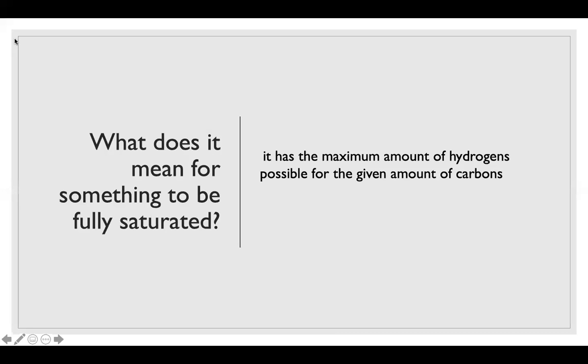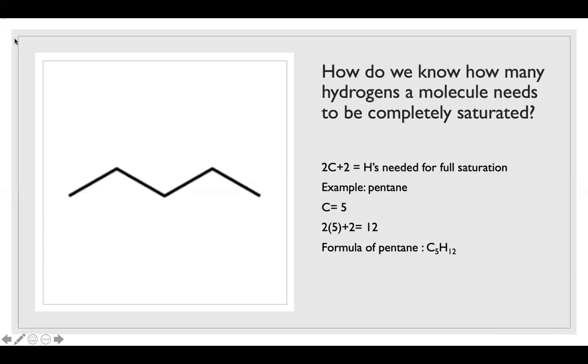For something to be completely saturated, it means that it has the maximum amount of hydrogens possible for the amount of given carbons. How do we know how many hydrogens a molecule needs to be completely saturated? We have a formula we can use, and this formula is 2C plus 2, and this will give us the hydrogens needed in the molecule for full saturation.